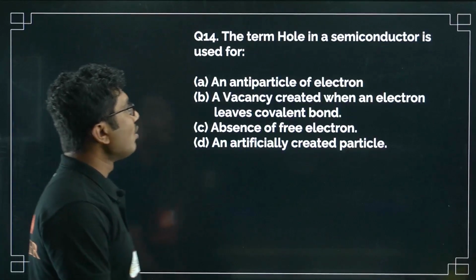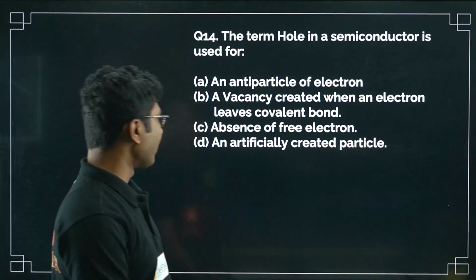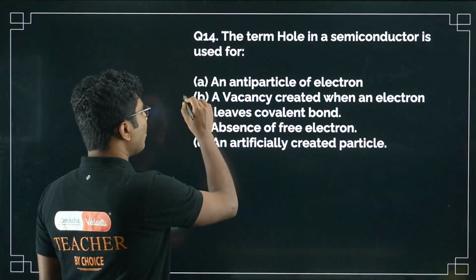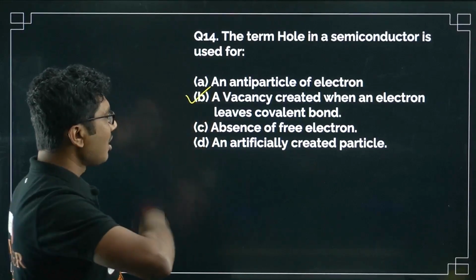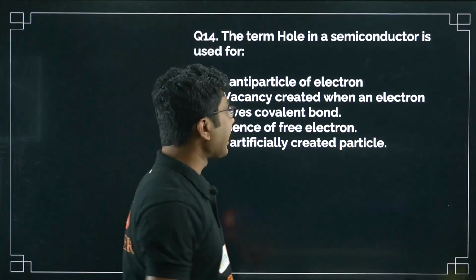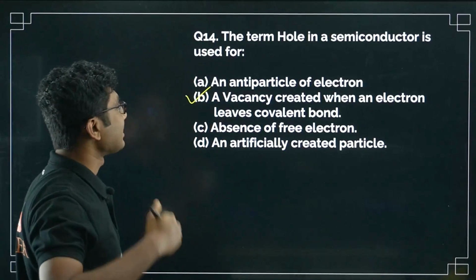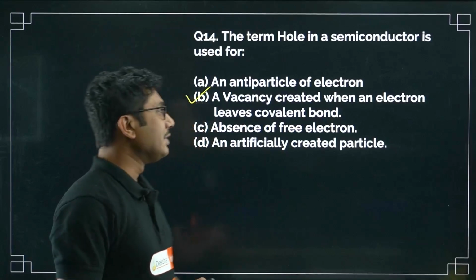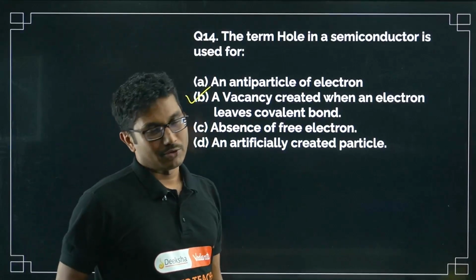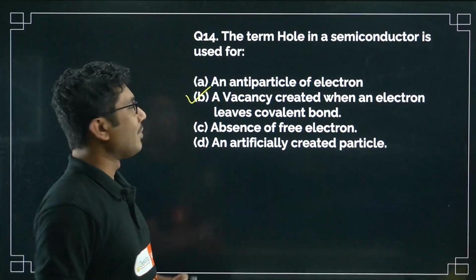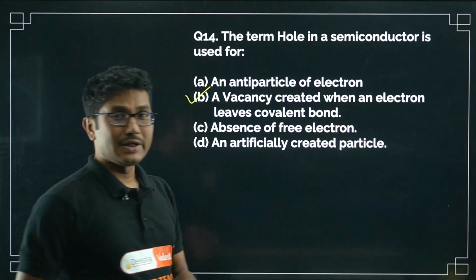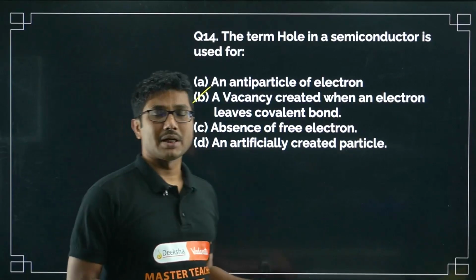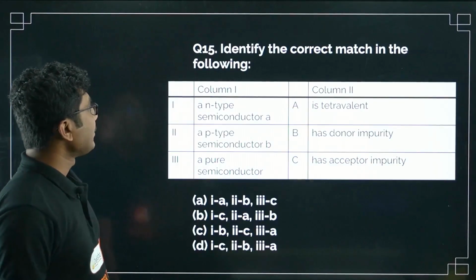Now, the term hole in a semiconductor is used for, this is also a very common question, a vacancy created when an electron leaves the covalent bond. It is an easy question, so I am not putting focus on the other options and wasting your time. We want to finish this paper discussion as quickly as possible. So the term hole is basically a vacancy created when an electron leaves the valence bond. That's what a hole is. It is not an antiparticle, it is not an absence of free electrons, it is not an artificially created particle. This question is also discussed in my Brahmastra series, right? Now question number 15.